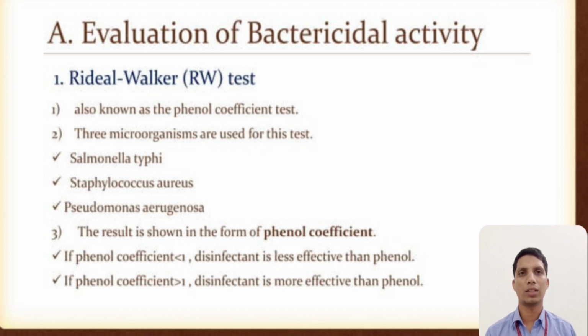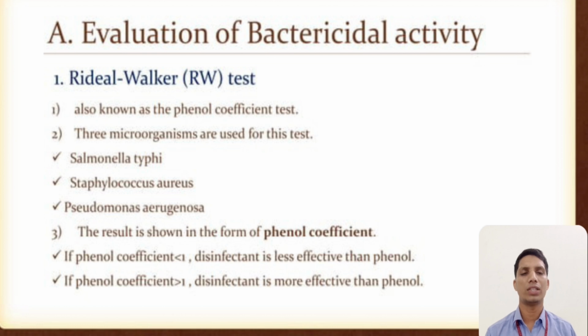There are three organisms used in this test: first is Salmonella typhi, then Staphylococcus aureus, and Pseudomonas aeruginosa. The result which comes out is known as the phenol coefficient.